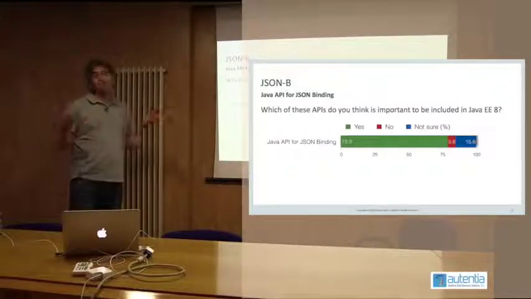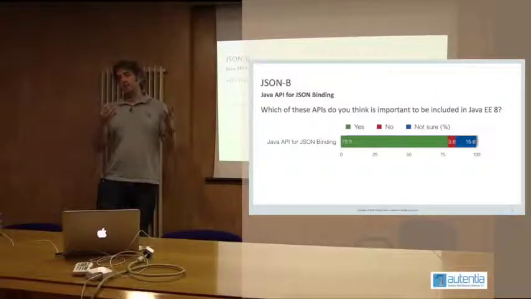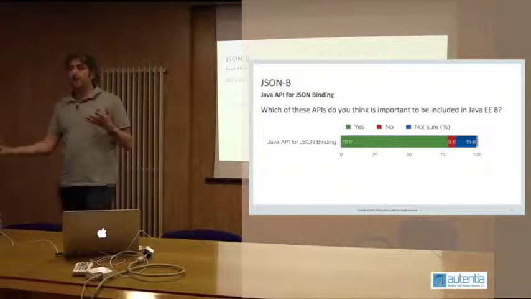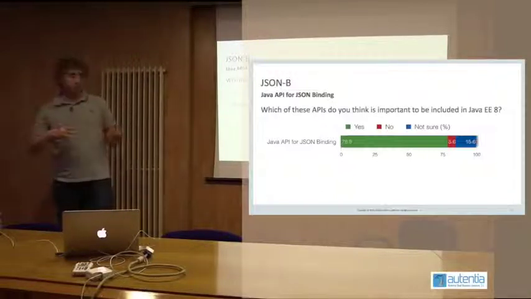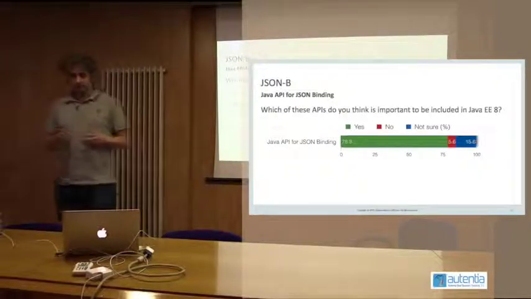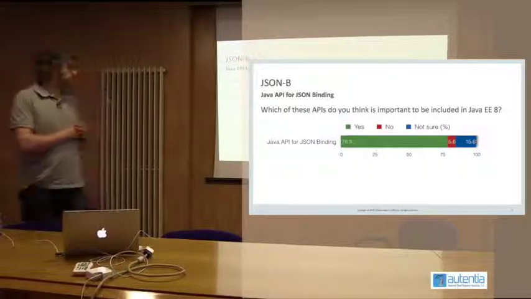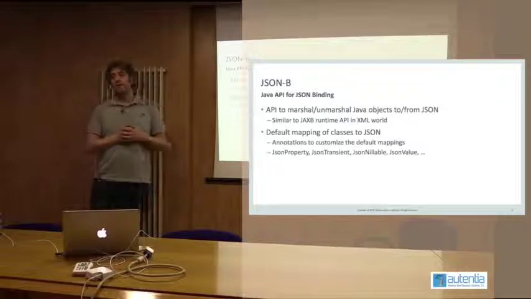So, I mean, it's obvious. In Java EE 7, we have the JSON-P API, so JSON processing, but when it comes to binding JSON to Java objects, we don't have that. So if you want to do that, you have to use a proprietary solution. Obviously, it's not really the ideal solution, so we would like to address that. We will introduce a JSON-B API in the platform.